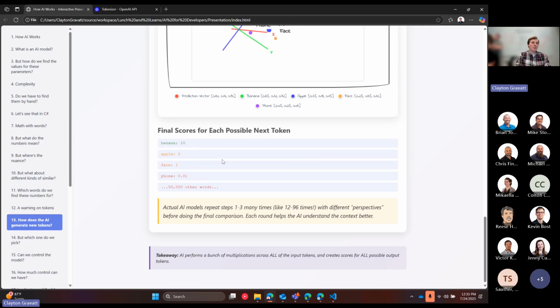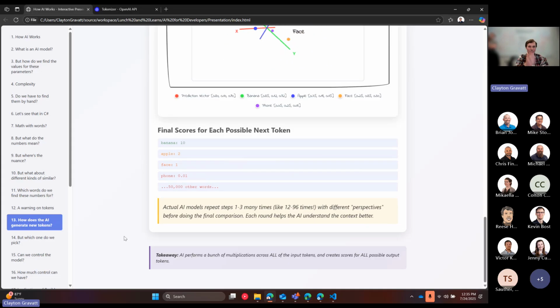And our actual big 400 billion parameter AI model might do this multiple times with different perspectives. Maybe it'll pay more attention to some tokens for one part of the calculation, pay more attention to some tokens for another calculation, and then somehow multiply all those together to figure out what our next token scores should be.